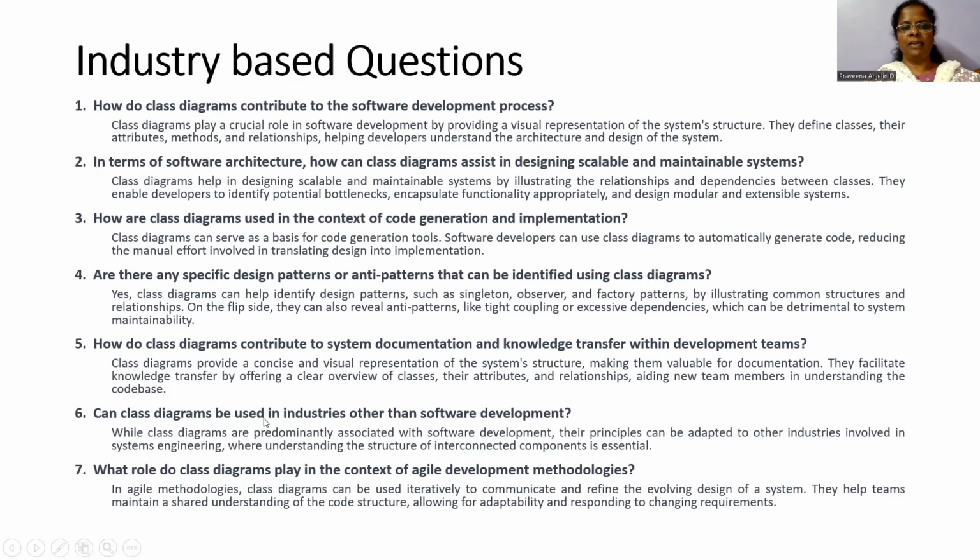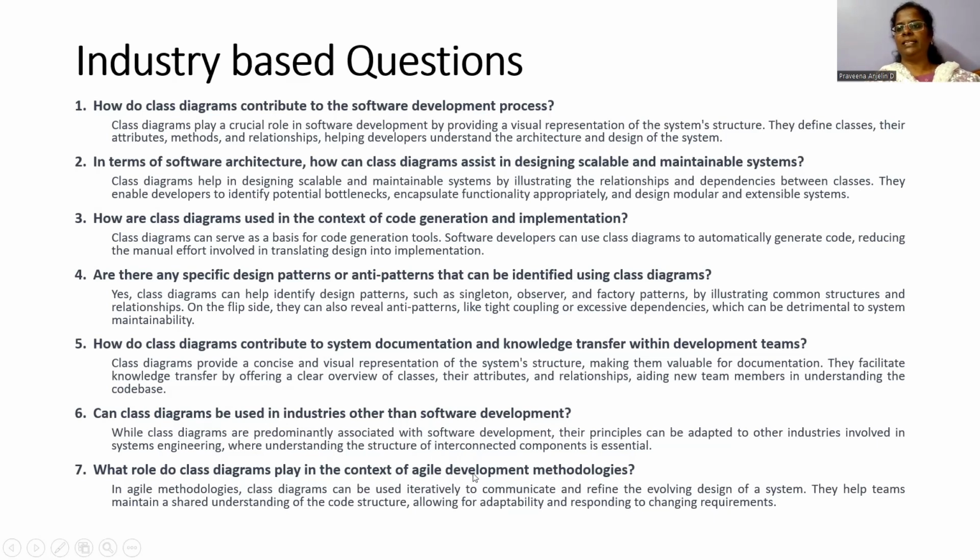Next one is, can class diagrams be used in industries other than software development? Yes. While class diagrams are predominantly associated with software development, their principles can be adopted in other industries involved in systems engineering, where understanding the structure of interconnected components is essential. What role do class diagrams play in the context of agile development methodology? In agile methodologies, class diagrams can be used iteratively to communicate and refine the evolving design of a system. They help teams maintain a shared understanding of the code structure, allowing for adaptability in responding to changing requirements.